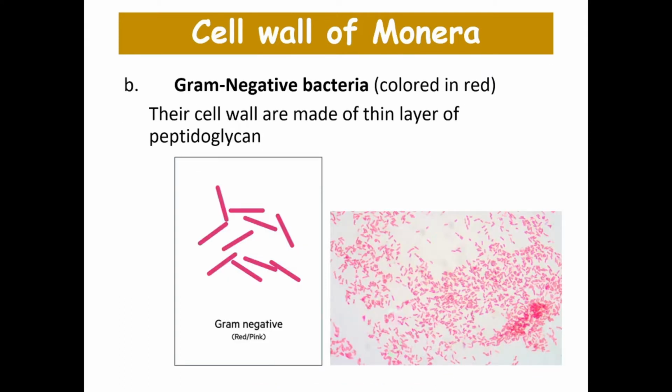The second type is gram-negative bacteria, colored in red. Their cell wall is made of a thin layer of peptidoglycan. You can also see the bacteria in the picture.